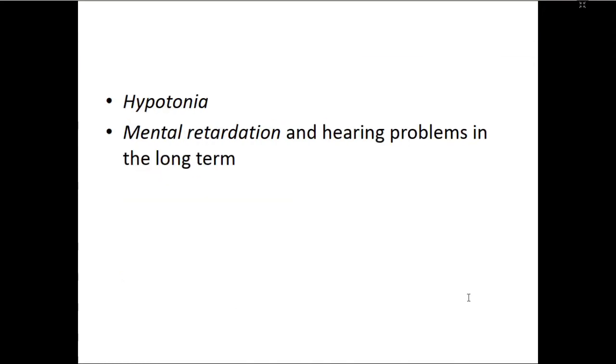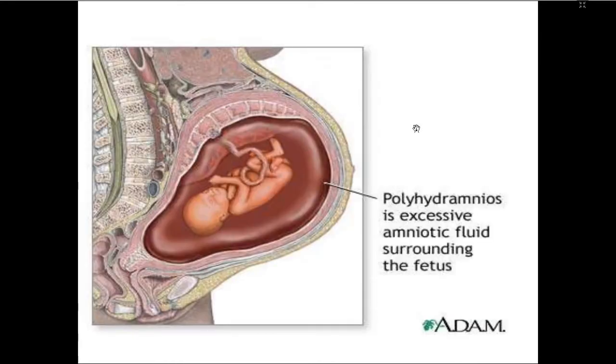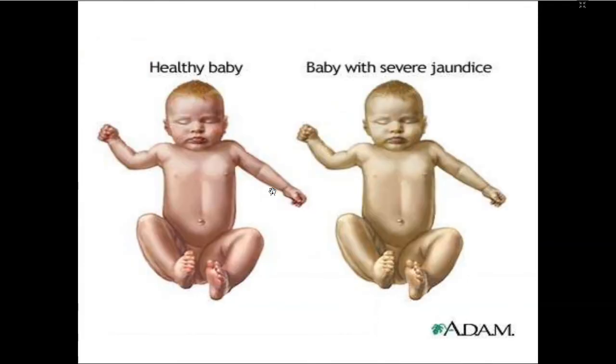So polyhydramnios, presence of excessive amniotic fluid surrounding the fetus. This is the definition. As you can see in the picture, healthy baby, while the baby with severe jaundice looks paler with increased yellow in color in eyes and nails, particularly.